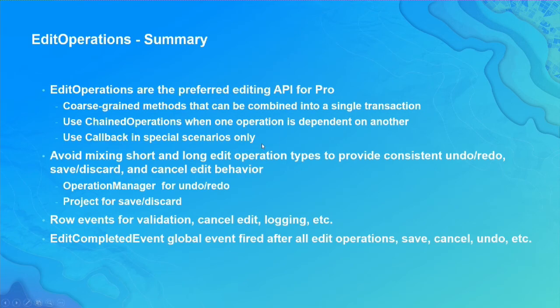Callbacks, use them in special scenarios. Certainly if you want to edit data which isn't in the map, you would have to use a callback. The whole edit operation is geared for editing data in the map. Avoid mixing types, non-versioned and long transactions, to keep your users from going nuts in terms of undo, redo behavior. Use the project for save and discard. Row events, use them for validation, cancel edits, and the EditCompletedEvent for monitoring changes that have happened during that edit operation.